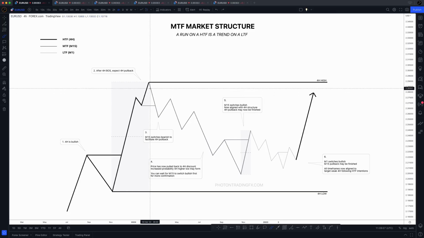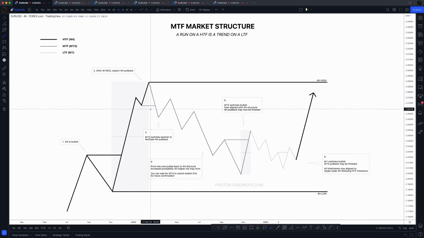But essentially in this instance, what we want you to think about is on the lower time frame, that 4-hour fractal or internal low will most likely be an M15 swing low. So when we get that 4-hour CHoCH or 4-hour IBOS, not always, but most likely, it will be an M15 swing break of structure to the downside. So when we're getting that 4-hour pullback, what happens? Well, the lower time frame switches bearish to facilitate that pullback.